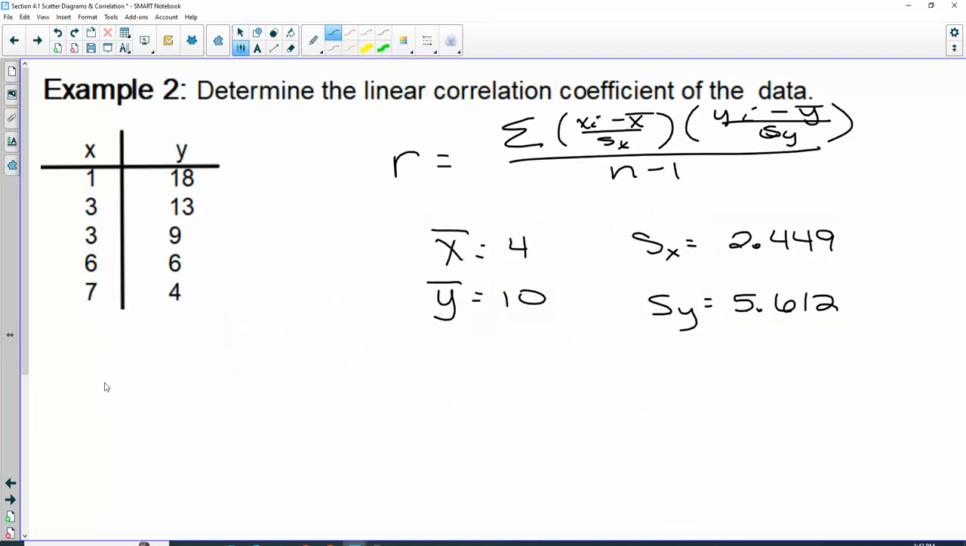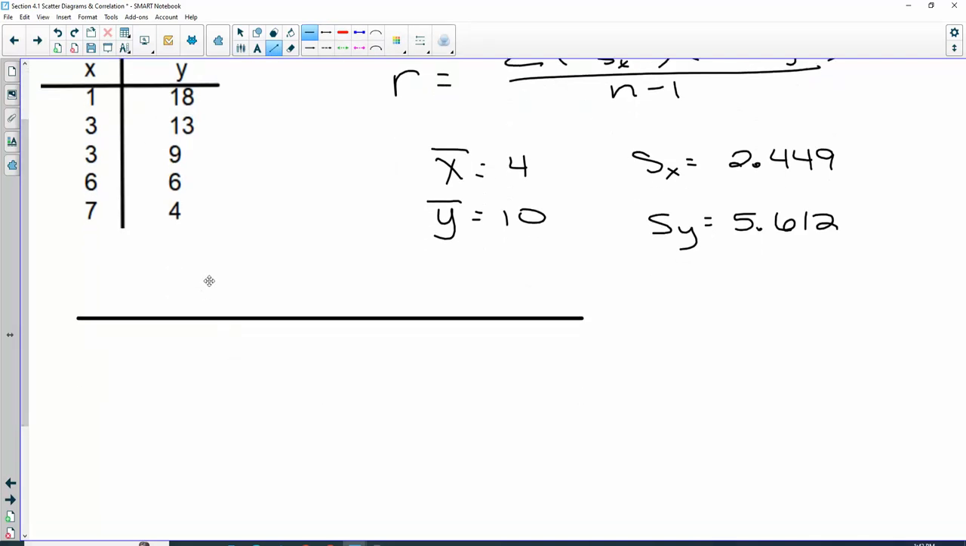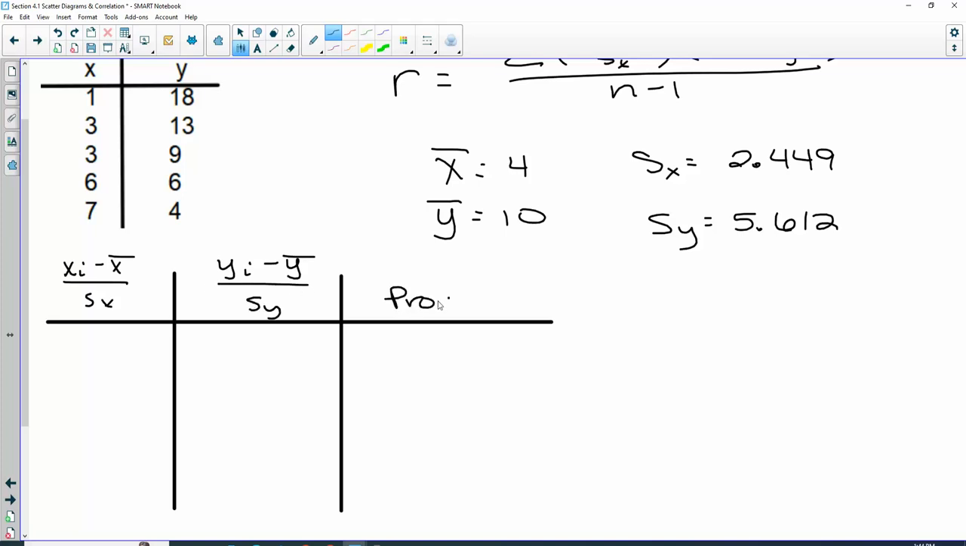So now we would need to make a table. I had 5 points, so I'll need 5 rows here. And I'm just going to go ahead and set it up as calculate my x, calculate my y's, and then multiply them.